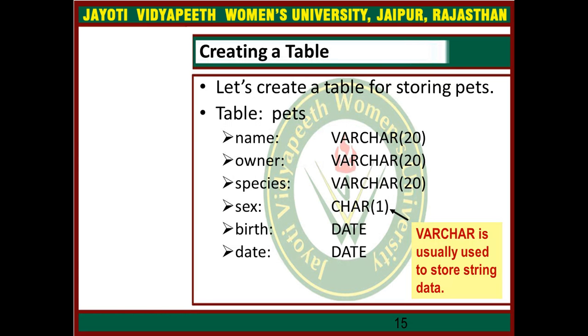Here you have to write name, which has a data type. Varchar is usually used to store string data, so varchar(20) for name. Owner is also varchar(20), then species. And sex is char(1), because it is either F or M. So you can use these data types. Birth is a date and death is a date.